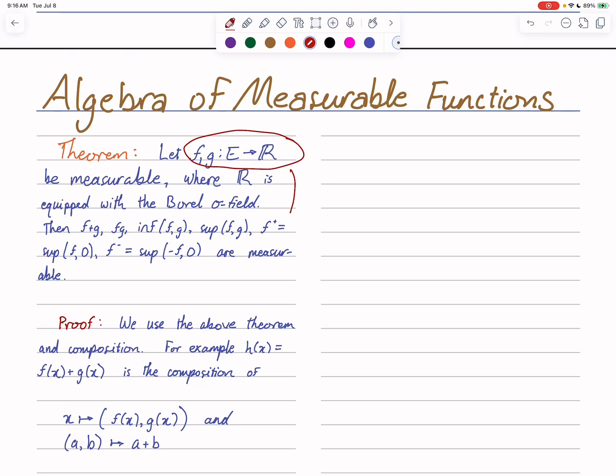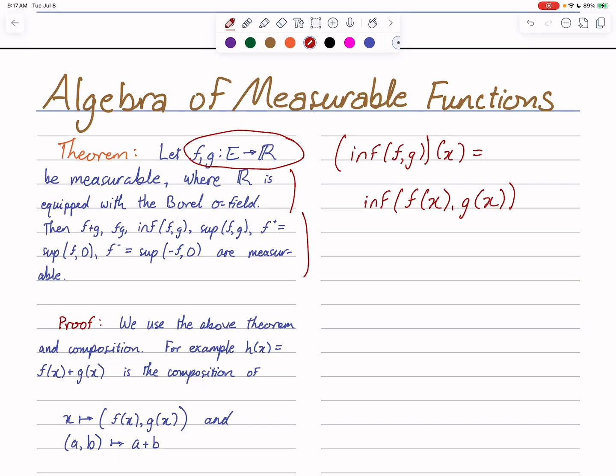Okay, the claim is that the sum of f and g, the product of f and g, these are measurable. Also, if you took the inf of f and g, and here what we mean when we say that is we're taking this pointwise. So if you think of inf fg, how does this map some particular point x? Well, it is just the inf between the 2 points f of x and g of x.